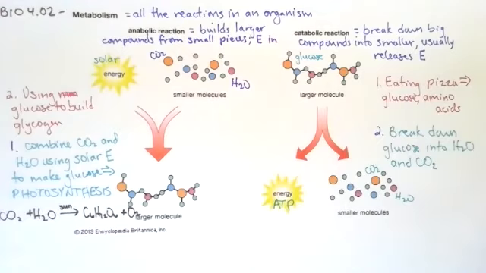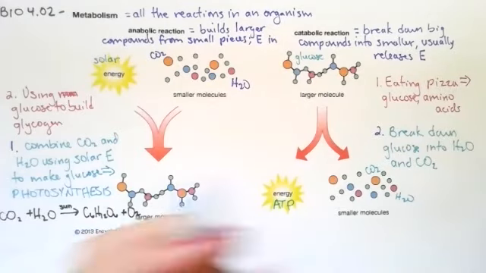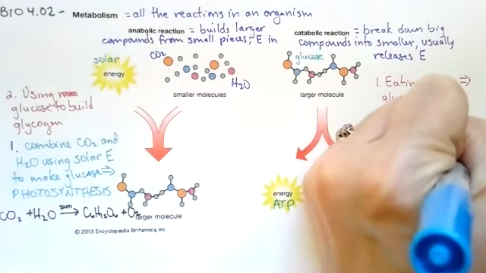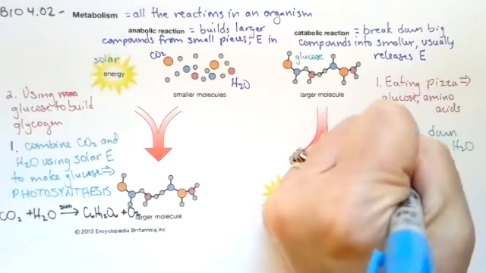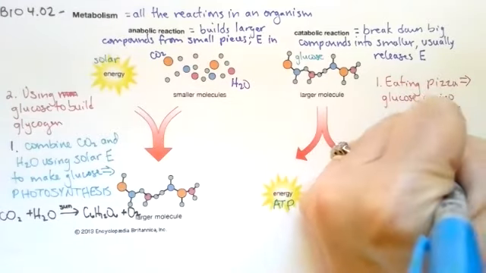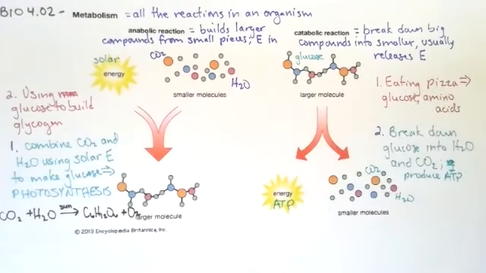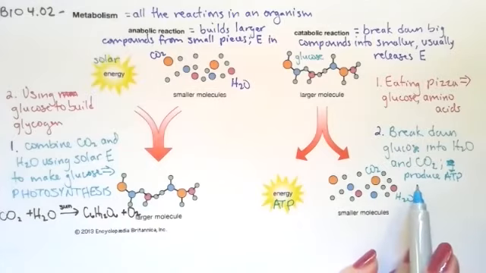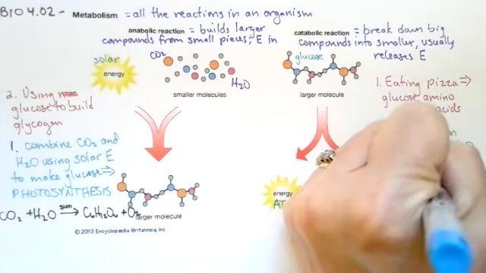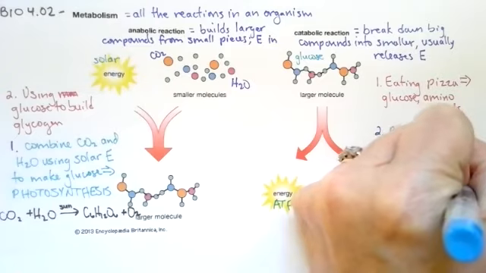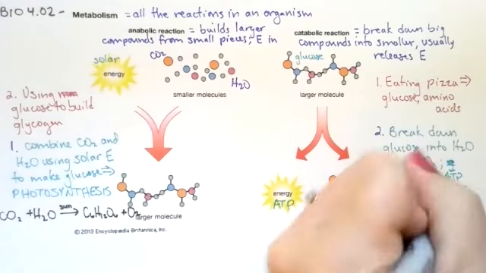Let me just add really quick, if you don't know that this is carbon dioxide and that's water and that's glucose, you need to get those memorized. So make sure you get those back into your memory banks. In the process, we produce ATP. We call this process cellular respiration.